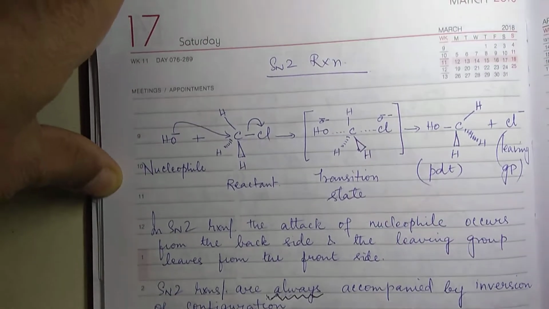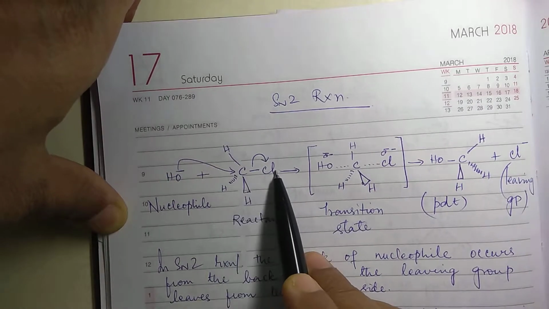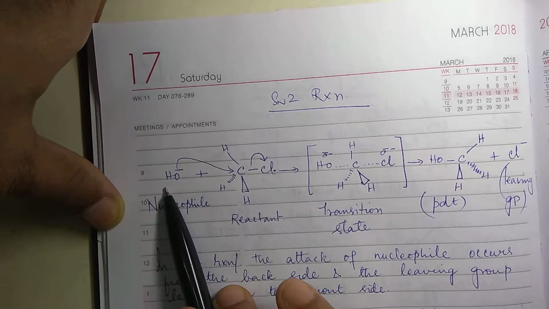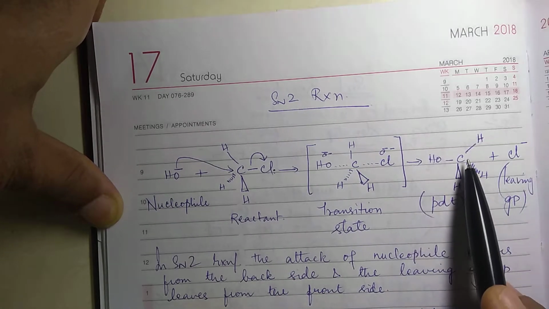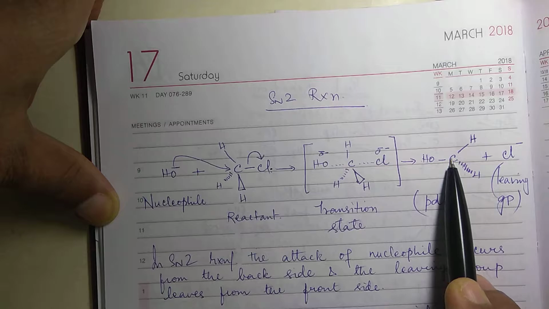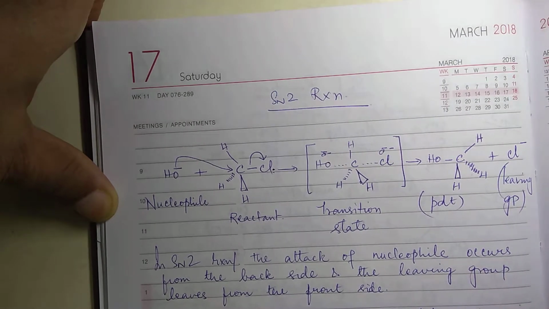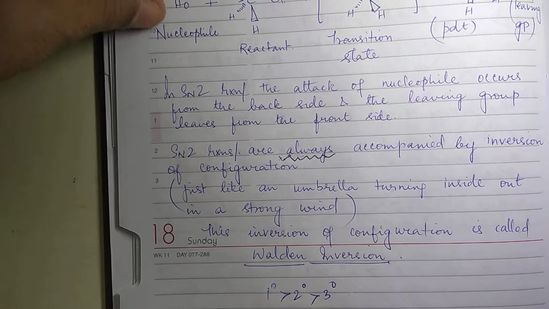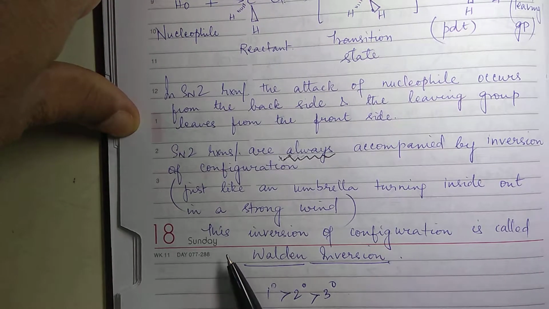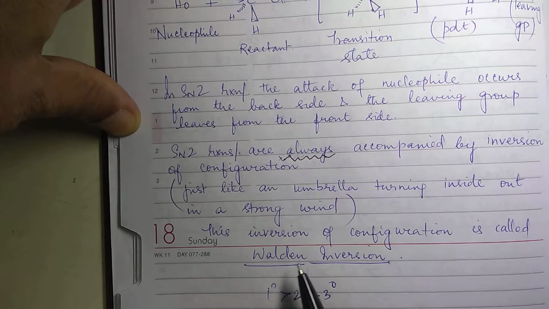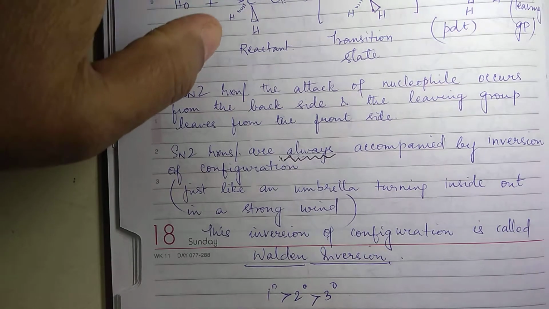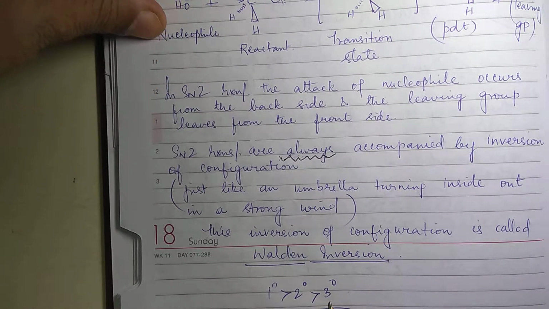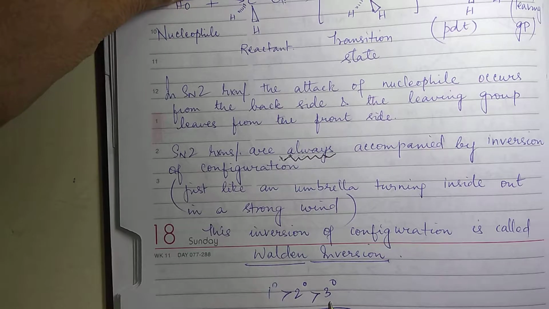Why is it inversion of configuration? Look here, where the Cl was initially, it was to the right of carbon. Now look at the incoming nucleophile, where it is attached in the product. It is attached to the left of carbon. So this is what you call inversion of configuration, just like an umbrella turning inside out in a strong wind. This inversion of configuration is also called Walden inversion. And in the case of SN2 reactivity, it is always primary greater than secondary greater than tertiary. So this you have to understand very clearly.